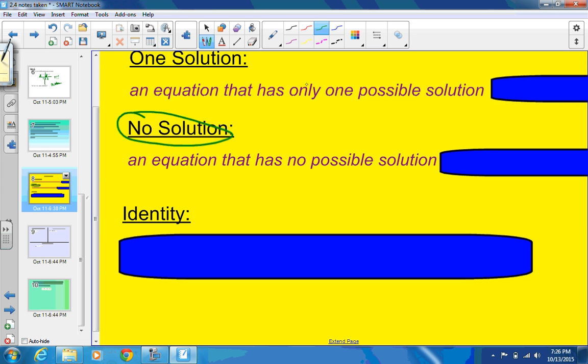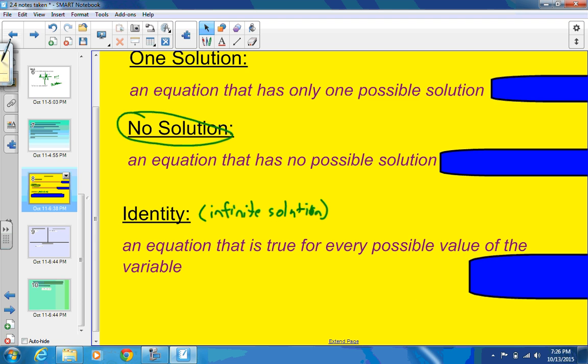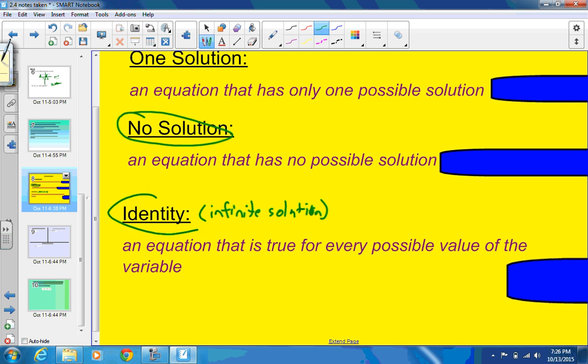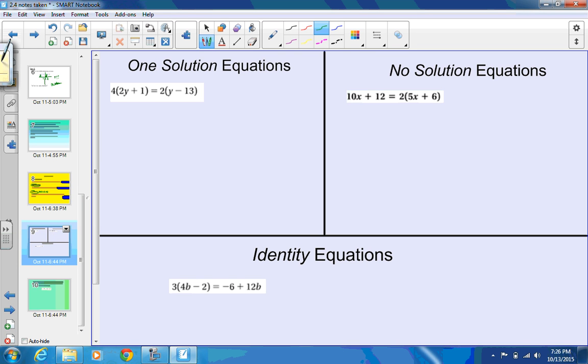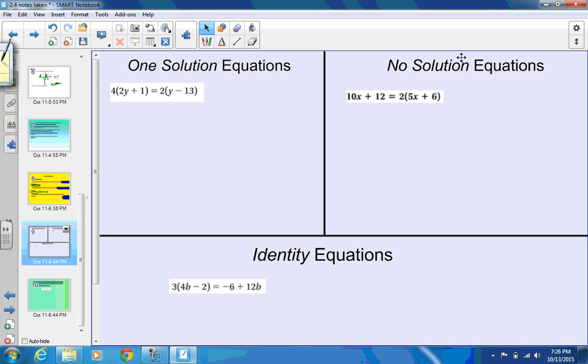The other new situation is called an identity. And I'm going to put it in parentheses here. That's also known as infinite solutions. That means you could plug in any value for the variable, and it'll make the equation true. So an equation that is true for every possible value of the variable. And I'll show you what'll happen when you have an identity situation as well. All right. So we'll do an example of each, and I'll show you what it looks like. Each of these three things are probably really important for you to take notes on.